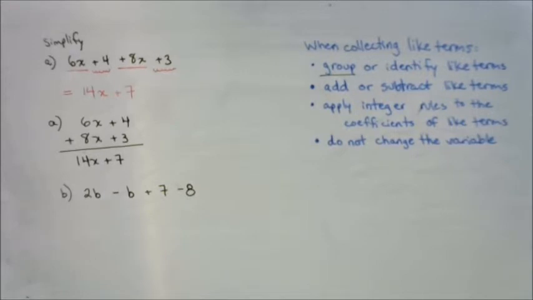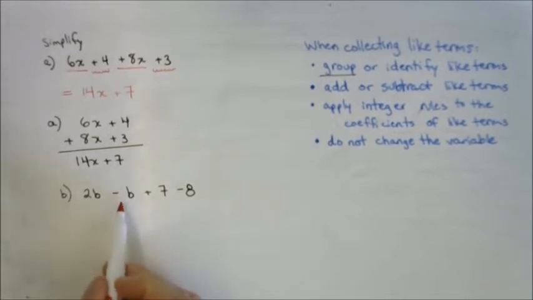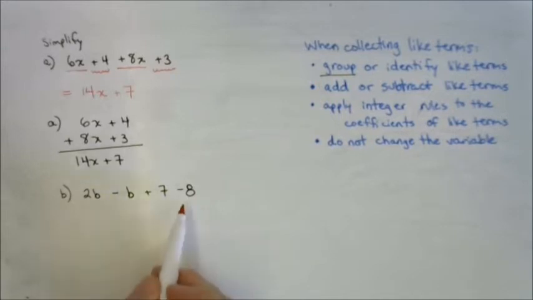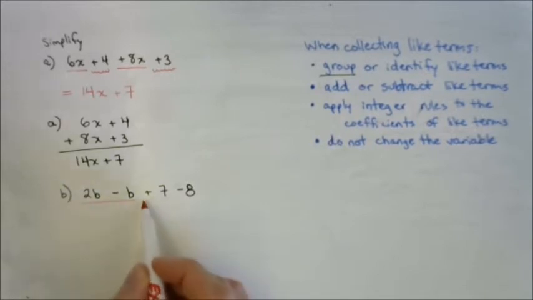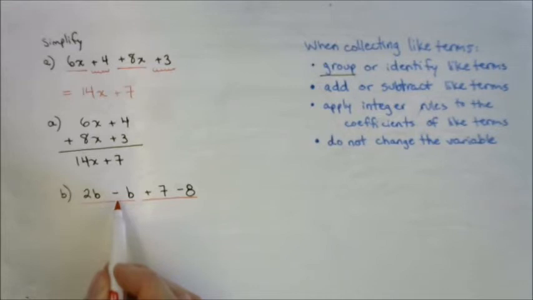By the way, what makes this one more challenging than the first one? It's got some negatives. Okay, you have an invisible coefficient of -1 here, but the negatives make it more difficult. In this one, the terms are already grouped together. We have our b terms, +2 and -1, and we have our constant term, +7, -8.